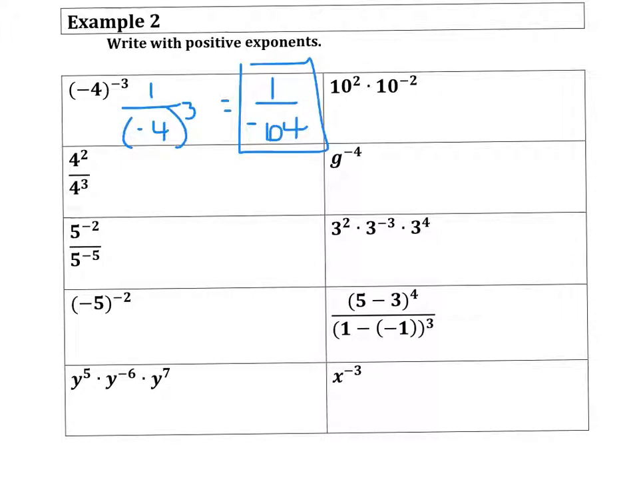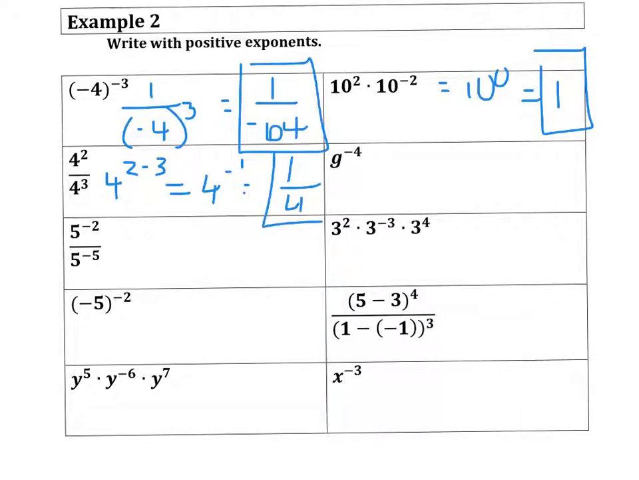Now over here, because we're multiplying two powers with the same base, 10 squared times 10 to the negative second, we could actually add the exponents first. So if we did that, we would have 10 to the 0 power, and anything to the 0 power actually just equals 1. Next, we have 4 squared divided by 4 cubed. So that's really going to be 4 to the second minus 3, which is 4 to the negative first. We can't leave that negative exponent, so we would rewrite it as 1 over 4 to the first, or 1/4, I'm sorry.